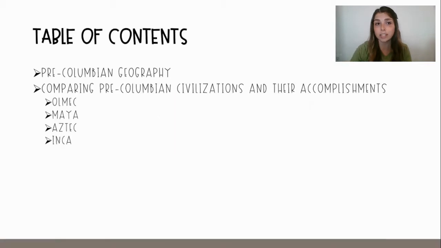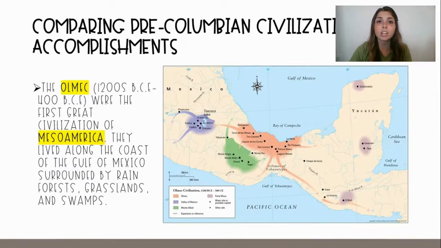Our next section is going to take a look at the comparisons of our four pre-Columbian civilizations and their individual accomplishments. So let's take a look at the Olmec first. The Olmec, who existed from about the 1200s BCE to 400 BCE, were the first great civilization of Mesoamerica. They lived along the coast of the Gulf of Mexico, surrounded by rainforests, grasslands, and swamps. And you can see there on the map where the Olmec settled.